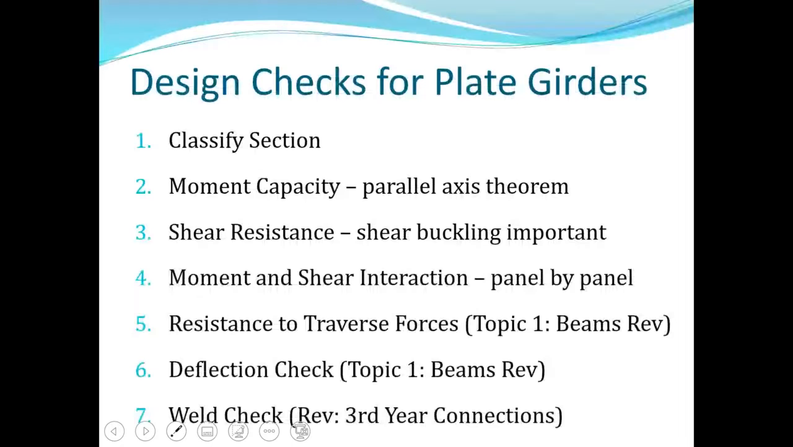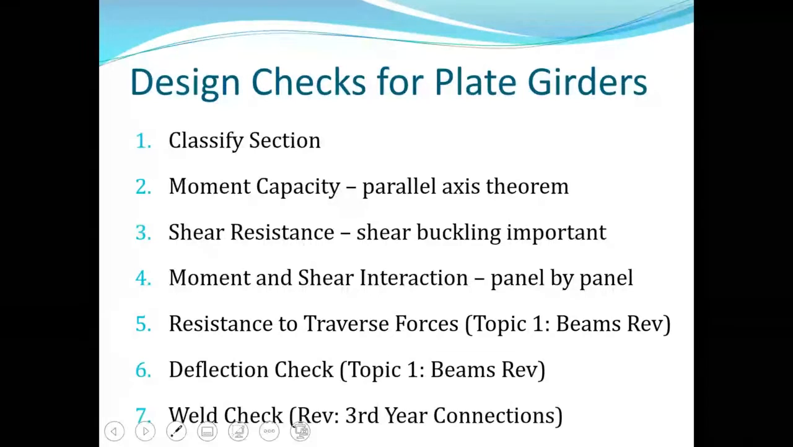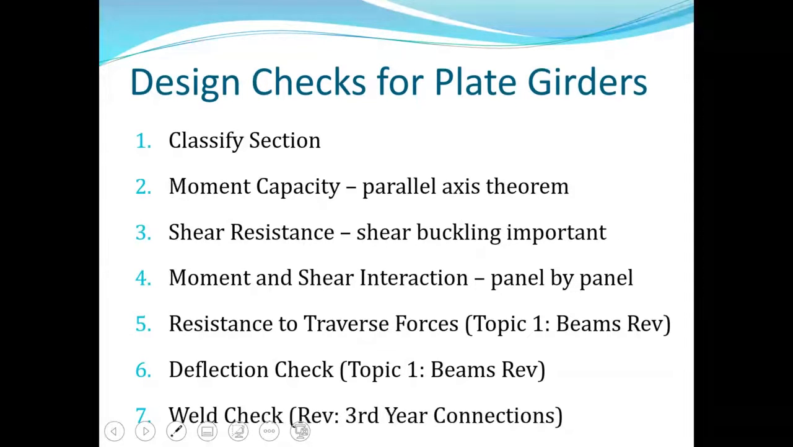So we're going to go through all our steps now for designing the plate girder, similar to what we did for the first example. Classify the section, we get the moment capacity, shear capacity, we check for moment and shear interaction, resistance to transverse forces, deflection check, and weld check. So there's the 7 steps we're going to go through. As I've gone through all these before, and it's available on the recorded lecture, only the new parts I'm going to start writing out from scratch.